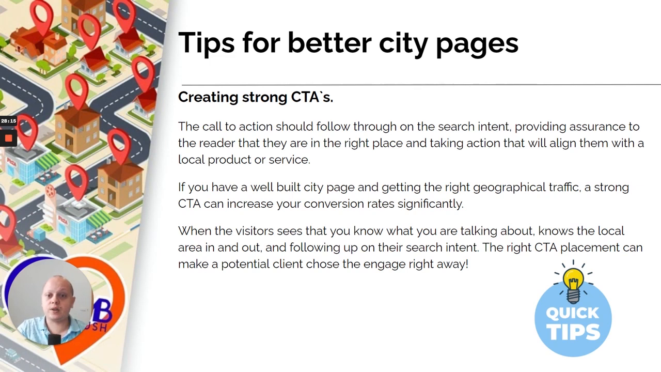Next to the industry topics, you have to create strong calls to action, also known as CTAs. The call to action should follow through on the search intent, providing assurance to the reader that they are in the right place and taking action that will align them with a local product or service. If you have a well-built city page and are getting the right geographical traffic, a strong call to action can increase your conversion rates significantly. When a visitor sees that you know what you are talking about, know the local area inside and out, and are following up on their search intent, the right call to action placement can make a potential client choose to engage right away with you.